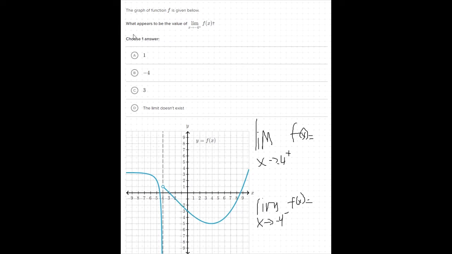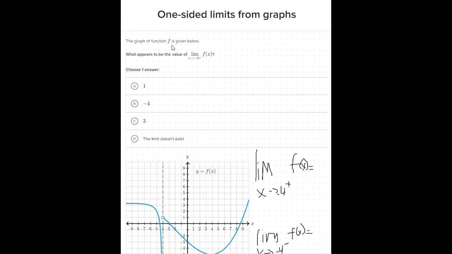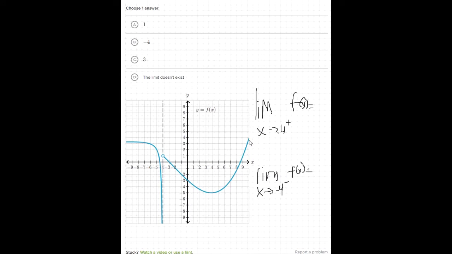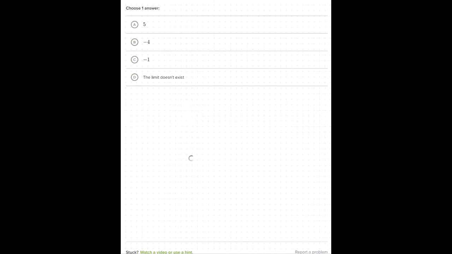So the question is, the graph of function f is given below. What appears to be the value of the limit of f of x as x approaches -4 from the right? How do we know it's from the right? Because right here, I don't know if you can see it, but there's a plus sign. That means, like we just said, from values greater than -4, so from the right. Let's solve the problem. X is approaching -4 from the right, and it looks to be stopping at around 1. So if we check, 1 is the answer, and that's correct.